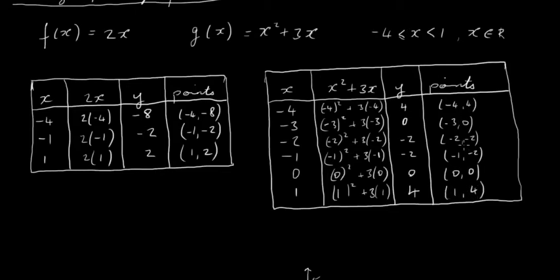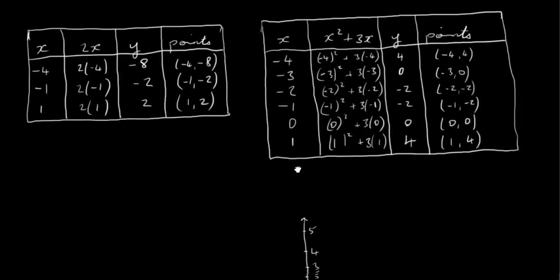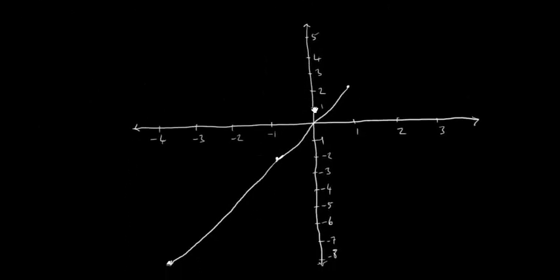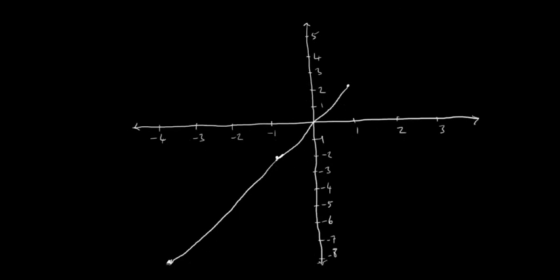So now I have all my points from my quadratic curve. So let's have a look at that. First point is (-4, 4). So let's plot that one. I'll do this in a different color. (-4, 4) is going to be somewhere here.